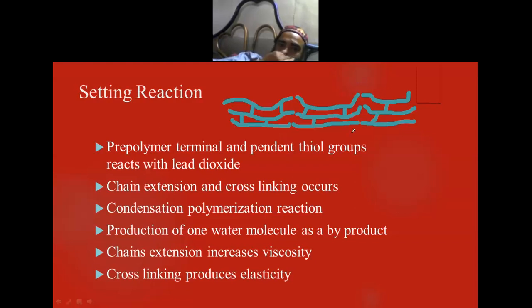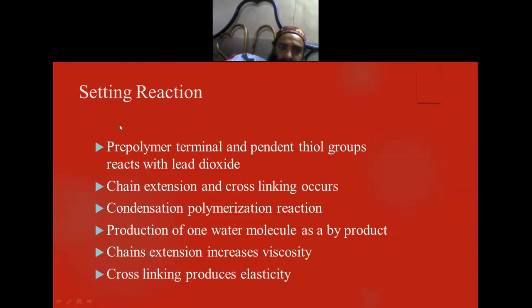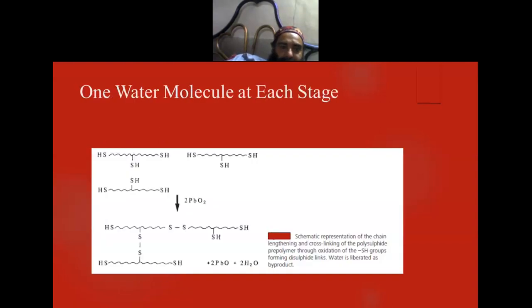Now, chain extension increases viscosity while cross linking produces elasticity, as was previously described in our chapter about impression materials. One water molecule at each stage: how is it produced?